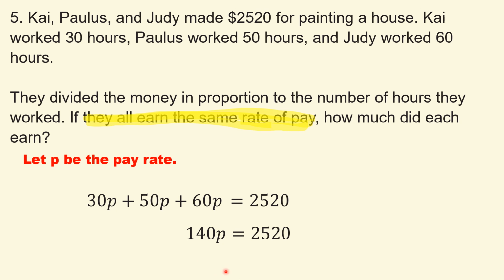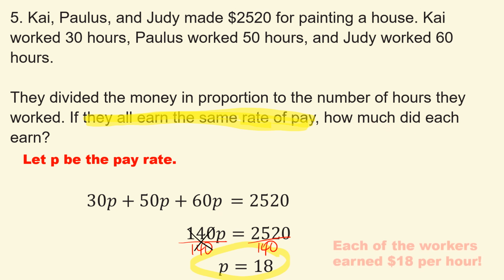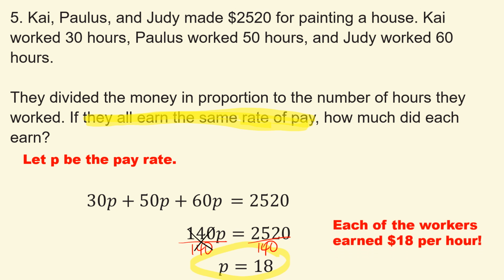We're going to divide both sides by 140. That's going to cancel. And we're left with P equals 2520 over 140 is 18. All right, so that's their pay rate. So to put this in context, the question said, how much did each earn? So we would say each of the workers earned $18 per hour.